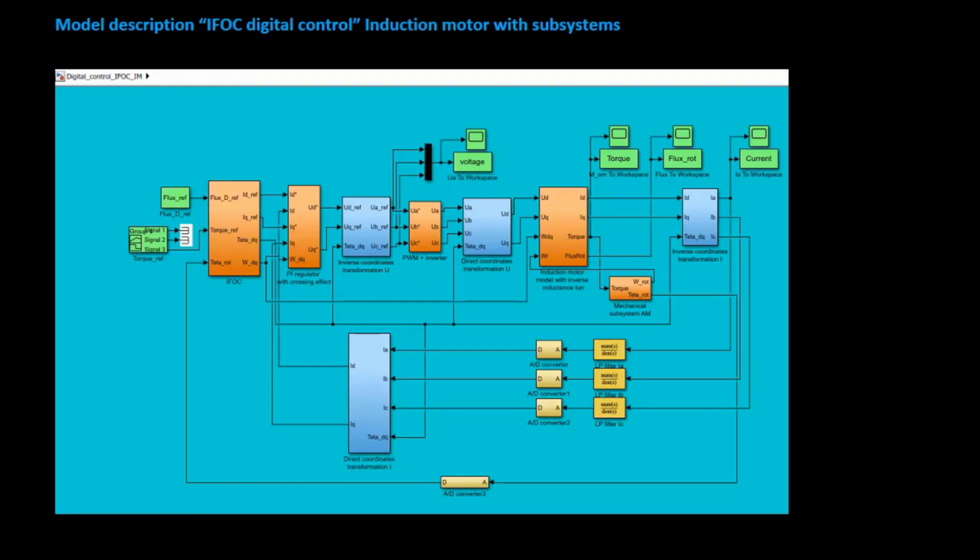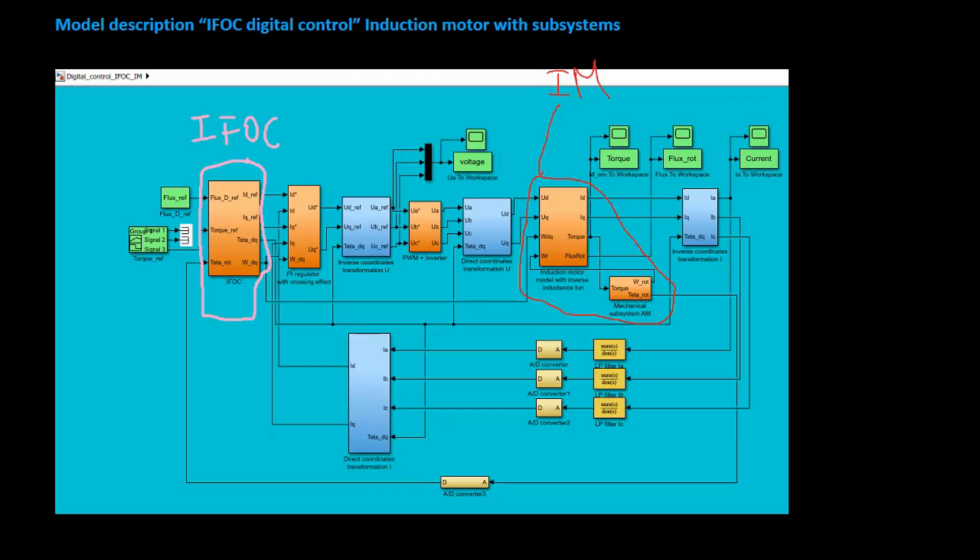Today, we will present the whole model of the indirect field-oriented control for an asynchronous machine in detail. This is based on the digital control model as a realization of a system for indirect vector control of an induction motor using digital current control and the three-phase inverter controlled by a PWM signal. These two blocks describe the electrical and mechanical subsystems of an induction motor.